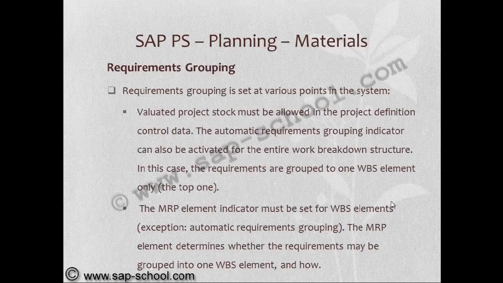Requirements grouping is set at various points in the system. Evaluated project stock must be allowed in the project definition control data. The automatic requirements grouping indicator can also be activated for the entire work breakdown structure. In this case, the requirements are grouped to one WBS element only, the top WBS element.